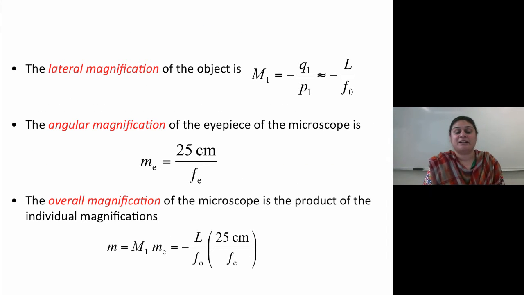The lateral magnification of an object is given by Q1 over P1, or L over F naught. The angular magnification of the eyepiece of the microscope is given by 25 centimeters over FE. The overall magnification of a microscope is the product of the individual magnifications, so it's given by minus L over F naught times 25 over FE, where F naught is the focal length of the objective and FE is the focal length of the eyepiece.